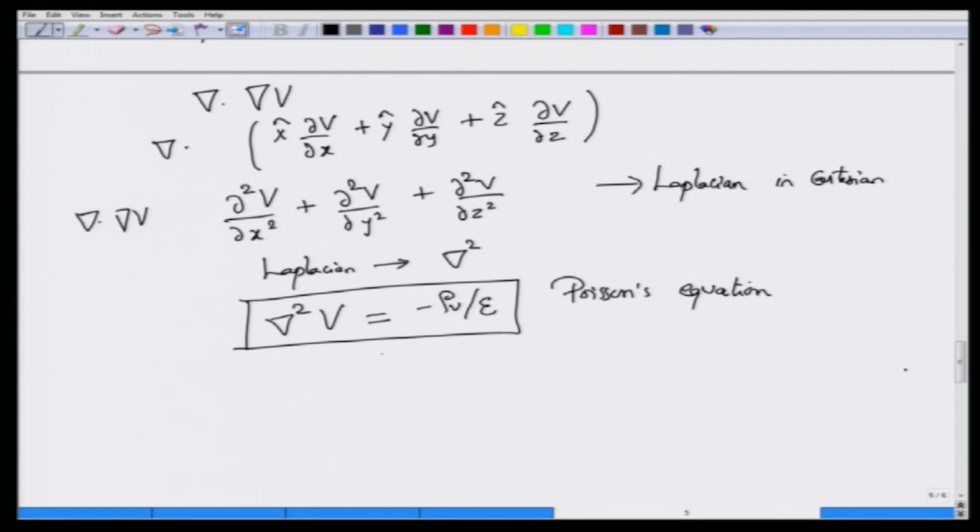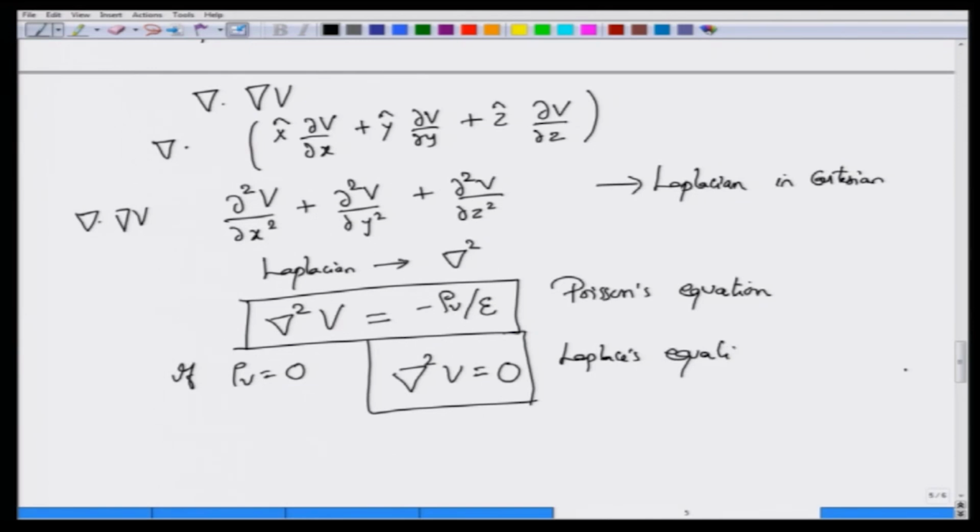Suppose you are considering the region where there is no free charge, that is rho v is equal to 0. If you consider applying this point form in a region where the charge density rho v is equal to 0, you end up with a simplified equation called Laplace's equation. Okay. This is called Laplace's equation.